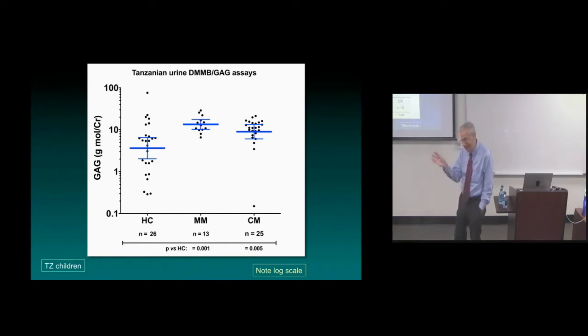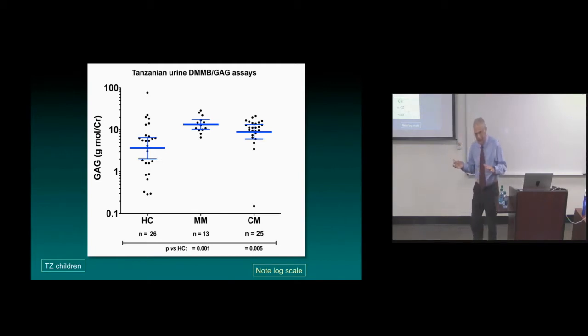Don't throw anything away because we'll go back and look at it. And here, notice it's a log scale, so 0.1, 1, 10, 100 grams, moles per creatinine. We base this on urine creatinines. So in the healthies, there's a pretty wide range here. But clearly, in those people with mild malaria or uncomplicated malaria and cerebral malaria, it's higher.